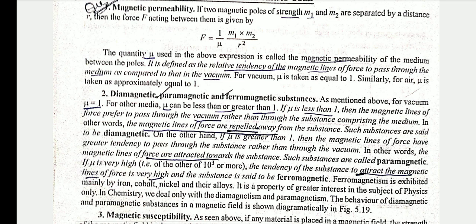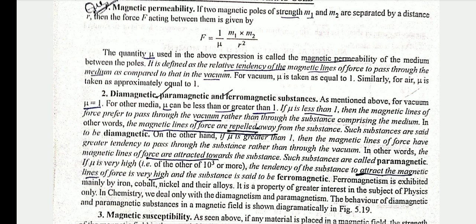If μ is less than 1, then the magnetic lines of force prefer to pass through the vacuum rather than through the substance comprising the medium. In other words, the magnetic lines of force are repelled away from the substance. Such substances are said to be diamagnetic. On the other hand, if μ is greater than 1, then the magnetic lines of force have a greater tendency to pass through the substance rather than through the vacuum. In other words, the magnetic lines of force are attracted towards the substance. Such substances are called paramagnetic.